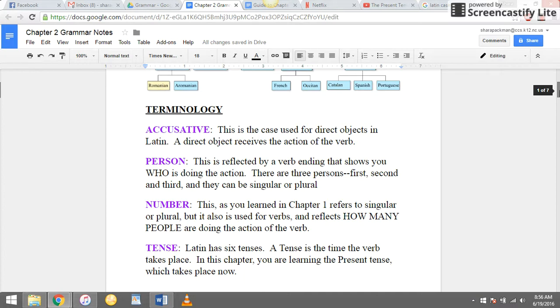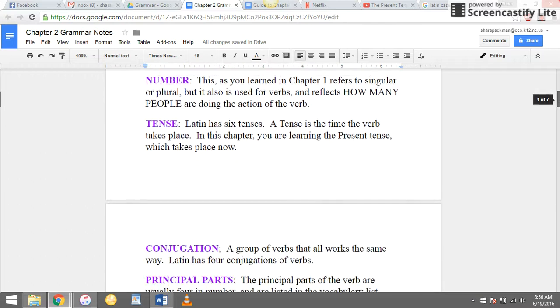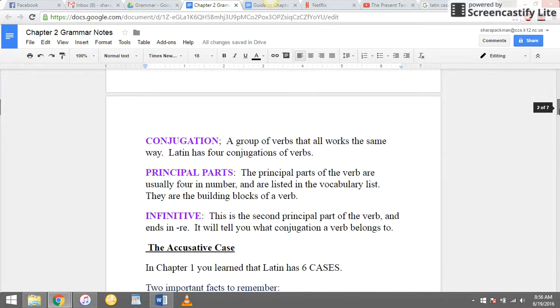Tense. Latin has 6 tenses that you will learn, but in this chapter we're only doing the present tense, which takes place right now. A tense is the time the verb happens. Just like nouns come in declensions, verbs come in conjugations. A group of verbs that all works the same way is a conjugation. Latin has 4 of these.